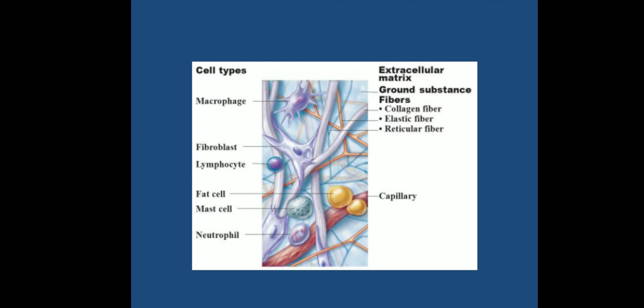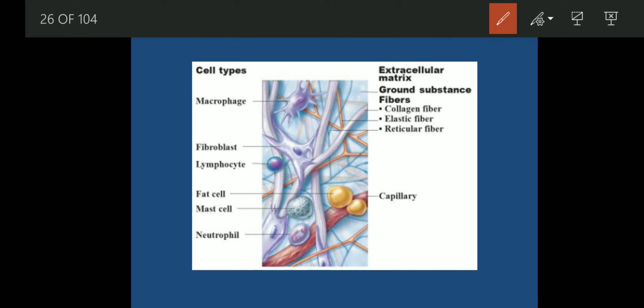Next, here we can see the different types of cells. This is my loose connective tissue, and this is my fibroblast, which gives rise to two types of fibers, that is yellow fiber and white fiber. Here we can see this collagen fiber is my white fiber, and this elastin fiber is my yellow fiber. You can differentiate the color as well. The white fiber is the collagen fiber, and this elastic fiber is my yellow fiber. We'll also be discussing the reticular fiber later on.